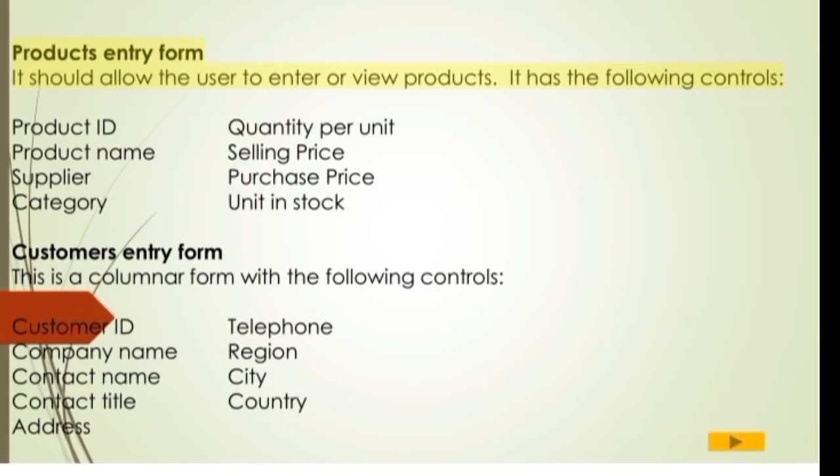Products entry form. It should allow the user to enter or view products. It has the following controls: product ID, quantity per unit, product name, selling price, supplier, purchase price, category, unit in stock. Customers entry form. This is a columnar form with the following controls: customer ID, telephone, company name, region, contact name, city, contact title, country, address.